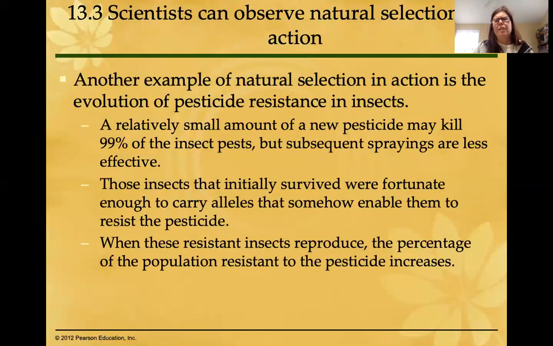Another example of natural selection is the evolution of pesticide resistance in insects. So you have this new pesticide, it kills 99% of the insects, but that 1% that survive, they reproduce and they reproduce. And guess what? Their offspring may also have that pesticide resistance. And so again, you spray the field again, killing off the weak and leaving those individuals that have that mutation that allows them to be resistant. And again, they are living to reproduce more bugs.